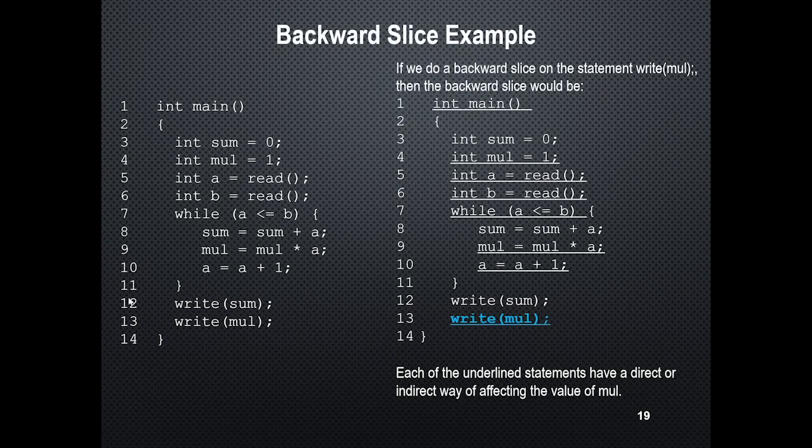And if we take the same code from last slide and perform a backward slice on it, and we choose write mul, then this program should still work the exact same, just it wouldn't write sum. So it would be int main, int mul equals 1, int a equals read, int b equals read, and then the while loop. The reason we include int a and int b is because it's required for the computation of mul here, which affects this. So you would have to include a and b.